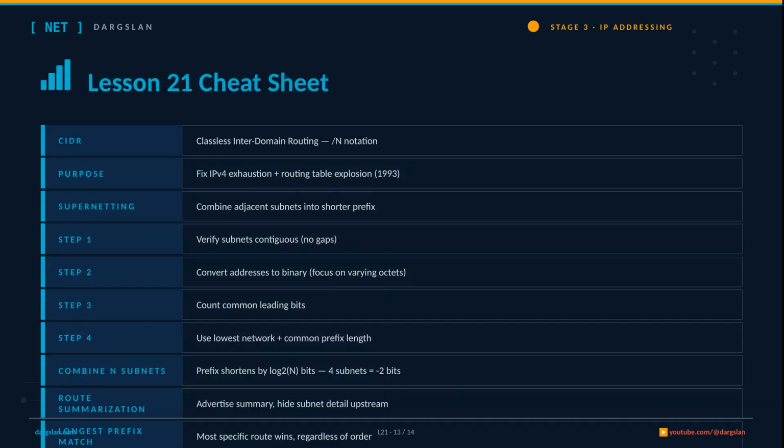And here's your cheat sheet. Everything from this lesson in one place to keep handy. Notice the 4-step supernetting workflow. Check that your subnets are contiguous. Drop the varying octets into binary. Count the leading bits they share, then pair that common prefix length with the lowest network address. And remember the shortcut. Combining n subnets shortens your prefix by log base 2 of n, so 4 subnets means 2 bits shorter. Screenshot this one.